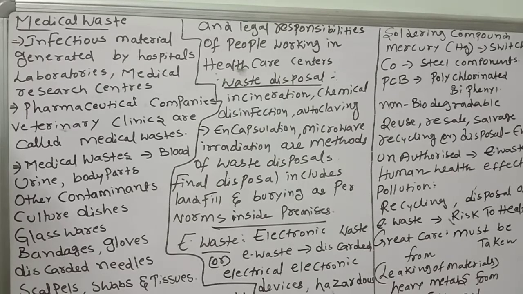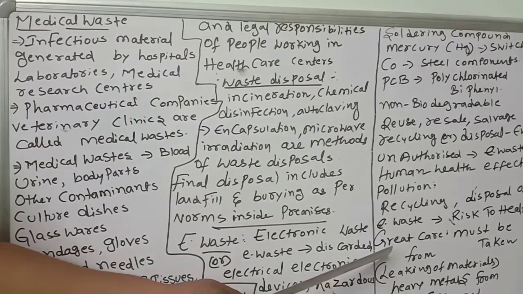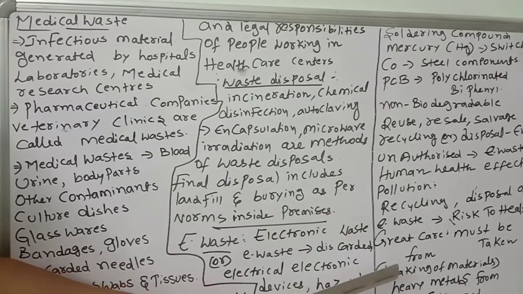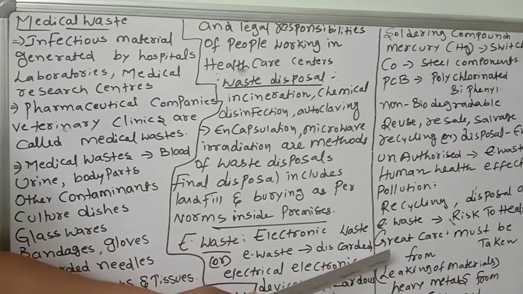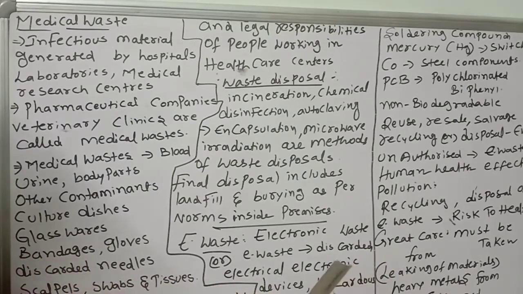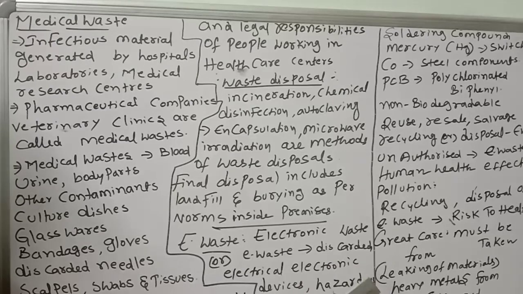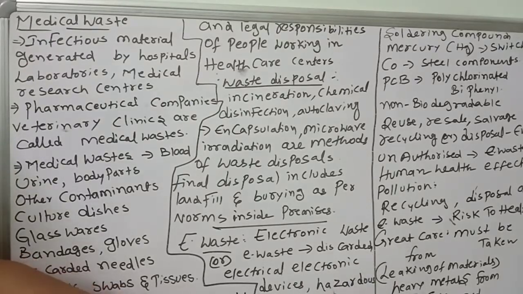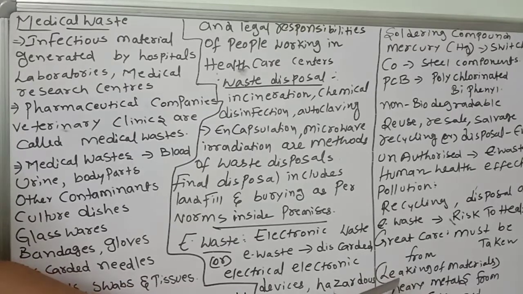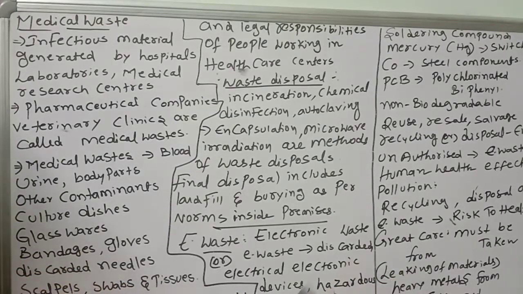So what do we have to do? There is significant risk to the health of workers and communities in developing countries. Great care must be taken in recycling units and reuse cycles, to avoid unsafe exposure. We have to avoid leaking of materials such as heavy metals from landfills and incinerator ashes. For example, in recycling operations, great care must be taken. From where? Leaking of heavy metals from landfills and incinerated ashes.